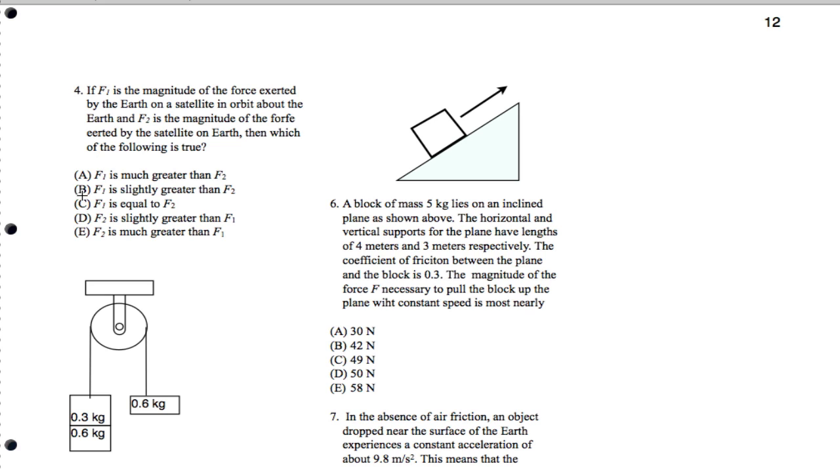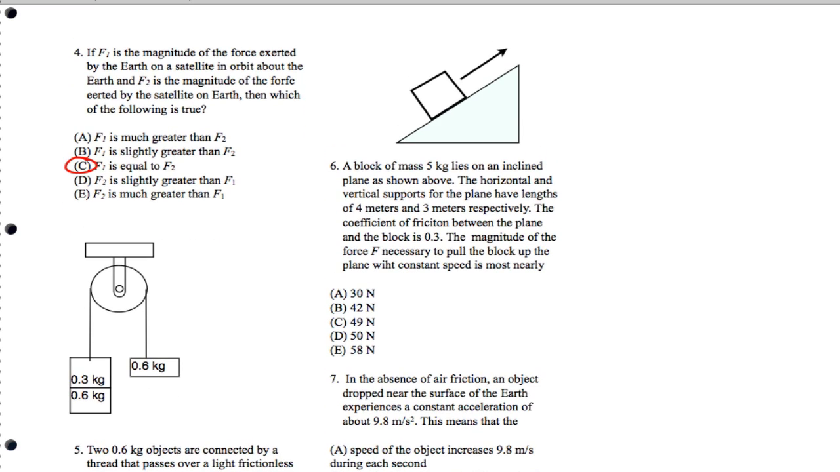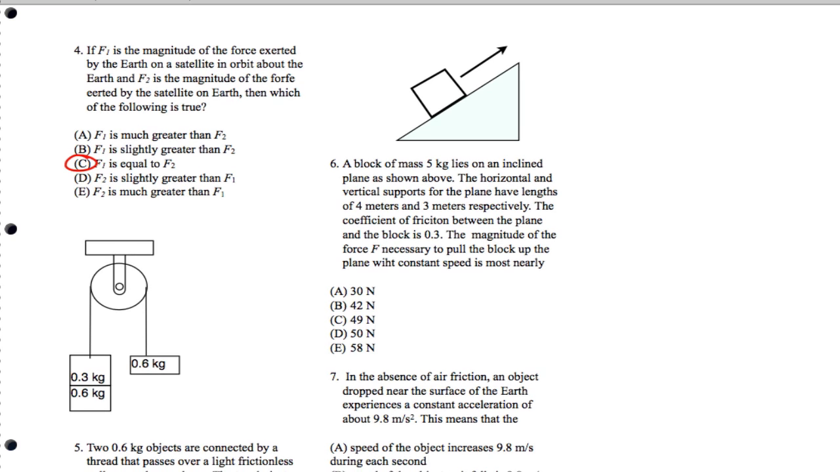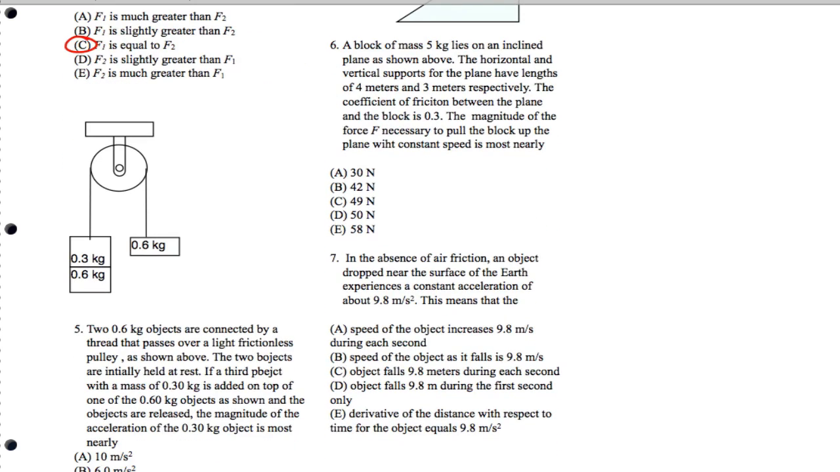Newton's third law, equal. Whenever it's a bug and a truck, a tree and a thing, I don't care. Whenever you get one object exerting a force on another, I don't care what they look like, they're always equal and opposite, and we'll actually do a little demo for that later on.